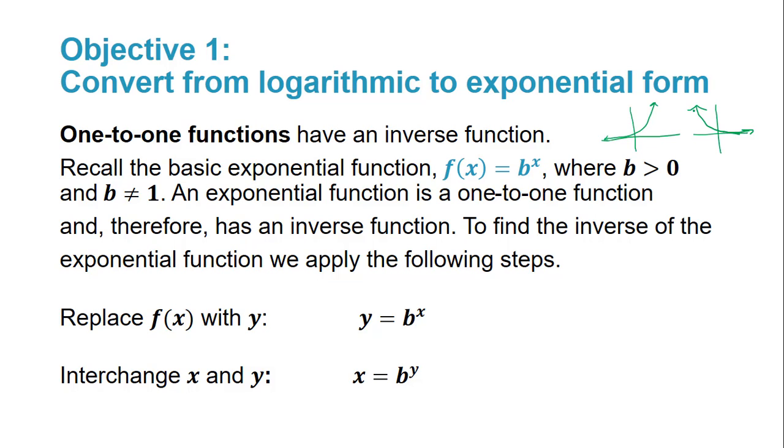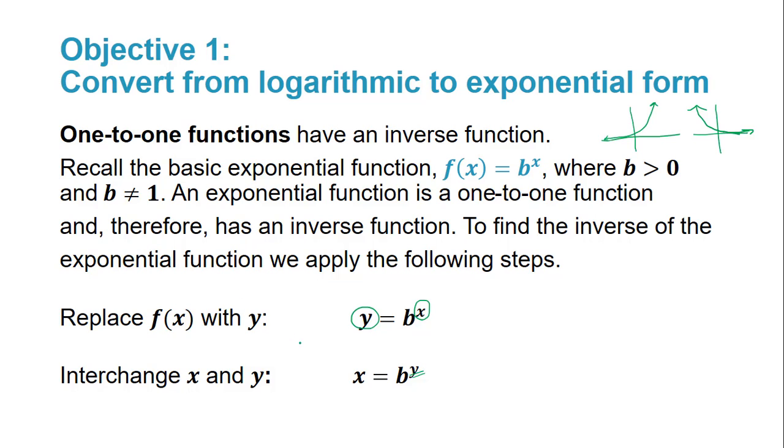And to find the inverse function, we will apply the steps that we did earlier. So if you remember, we replace f of x with y, so we'll get y is equal to b to the x, and then we have to interchange x and y. Now then we get x equals b to the y. And typically our steps were then to solve for y. So how do we solve for the variable when it is in the exponent? We actually don't have any algebraic way to do that.